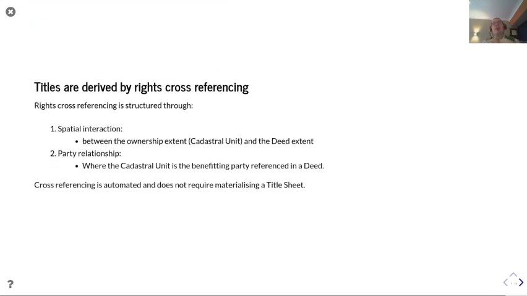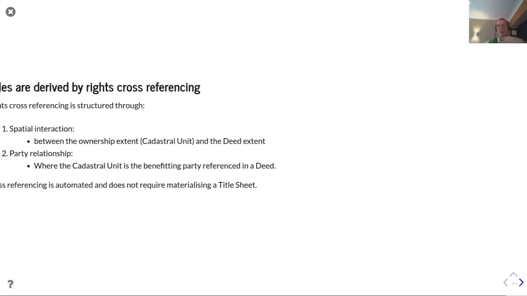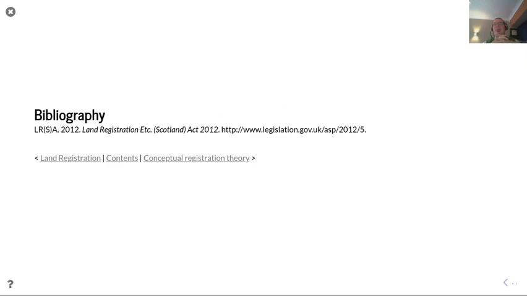So titles here are derived by rights cross-referencing. So rights cross-referencing is structured through spatial interaction between the ownership extent, the cadastral unit, and the deed extent, and party relationships where the cadastral unit is a benefiting party referenced in a deed. This cross-referencing is automated and does not require materializing a title sheet, i.e. if you have a register of deeds, you can materialize all of these rights dynamically. Okay, we'll go more into some of the conceptual registration theory in the next video.